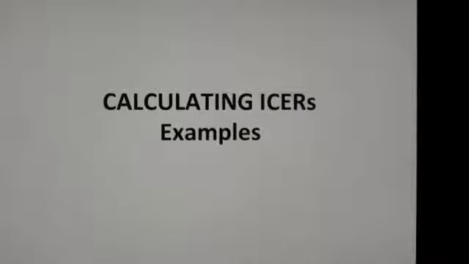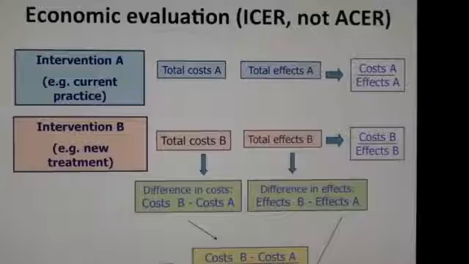Calculating ICERs. Here's a few examples. If we have intervention A and intervention B, and we know the total costs of A and the total effects of A, and the same for B. When we're talking total costs, we're talking everything in, including the price tag of, say, the drug, as well as the costs induced by its side effects, hospitalizations, other resource utilization within the healthcare system, etc.